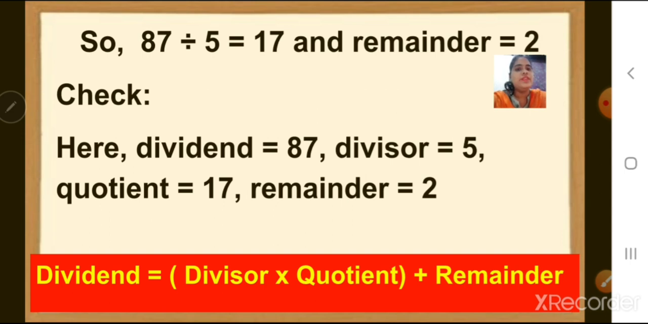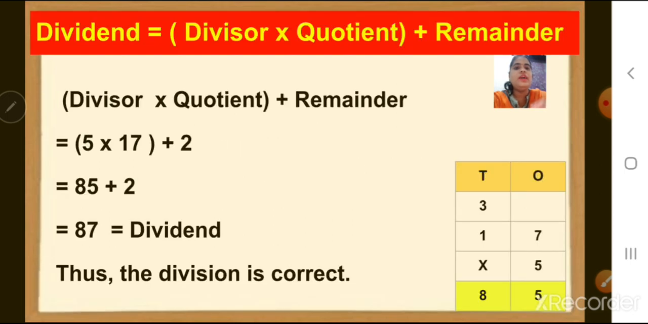For checking, first we will write what is dividend: 87, divisor is equal to 5, quotient is equal to 17 and remainder is equal to 2. Then write the formula. Dividend is equal to divisor into quotient plus remainder. The next step is to substitute. So it will be 5 into 17 plus 2.